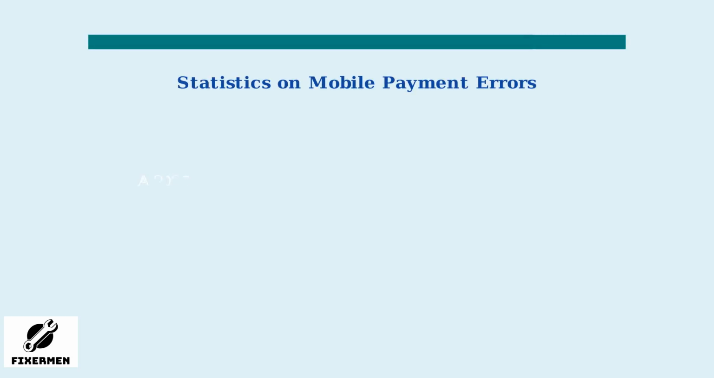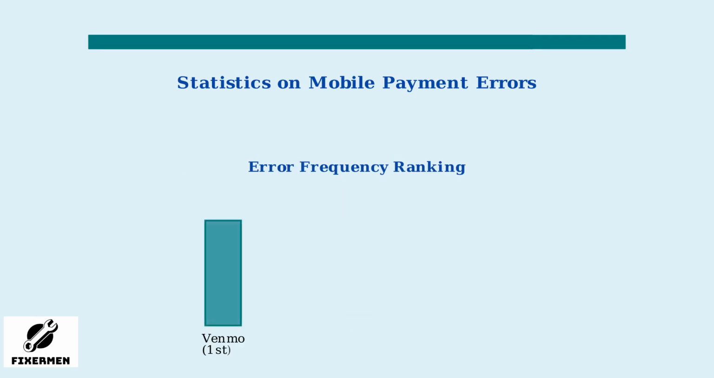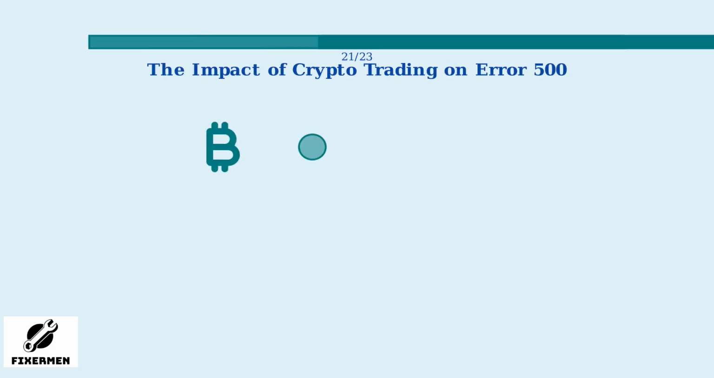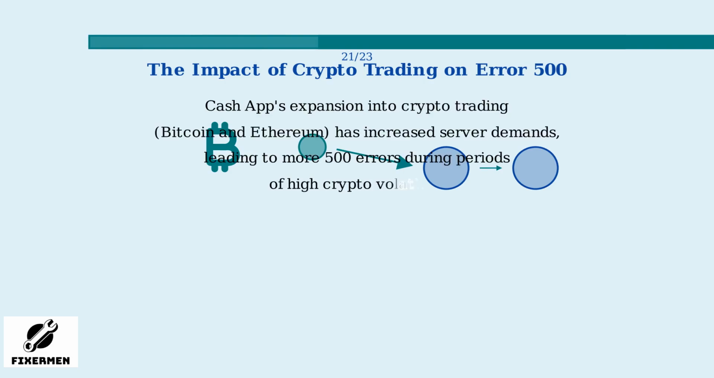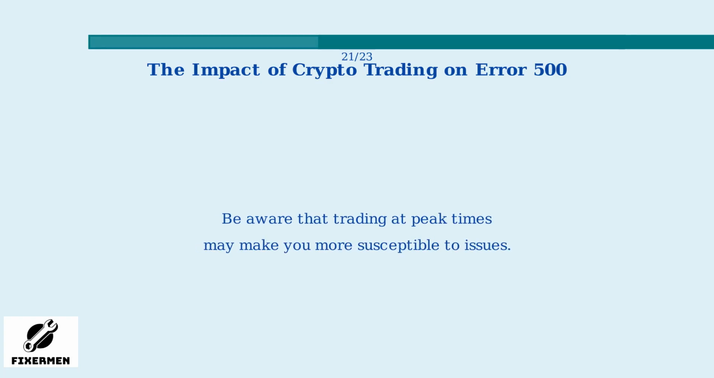A 2025 survey revealed that 23% of U.S. mobile payment users encountered errors similar to Error 500 within the past year. Cash App ranked third in this category, behind Venmo in first place and PayPal in second. Cash App's expansion into crypto trading, including Bitcoin and Ethereum, has significantly increased server demands. This heightened load leads to more Error 500 occurrences, especially during periods of high crypto market volatility. Be aware that trading at peak times may make you more susceptible to these issues.